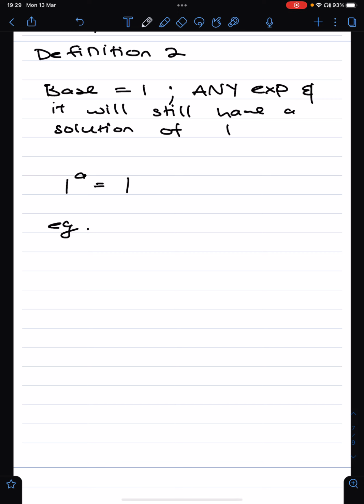Let's go over some examples. If I have 1 to the power of 1,005, the solution is still 1. If I have 1 to the power of 20, the solution is 1. If I have 1 to the power of 5, the solution is still 1. Are you starting to get the picture? Any base with an exponent of any number where the base is just 1 results in 1.